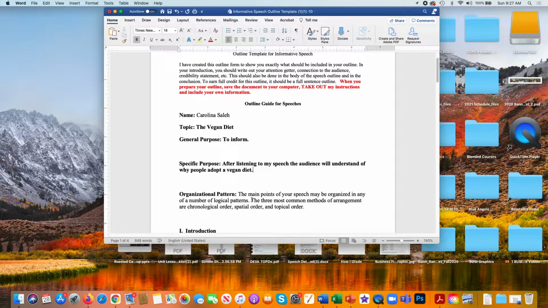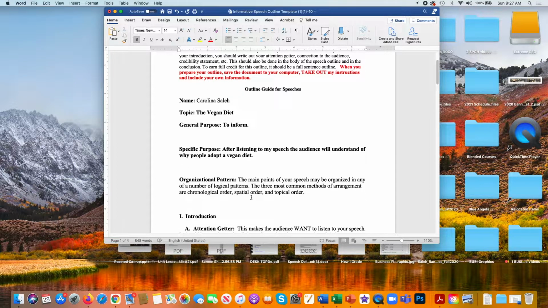The organizational pattern is this. Again, you have read chapters 13 through 16, and in those chapters, they go over the different types of organizational patterns. So you're going to choose one of those types, and you're going to type it in this area. So the main points of your speech may be organized in any of a number of logical patterns. The three most common methods of arrangement are chronological order, spatial, and topical order.